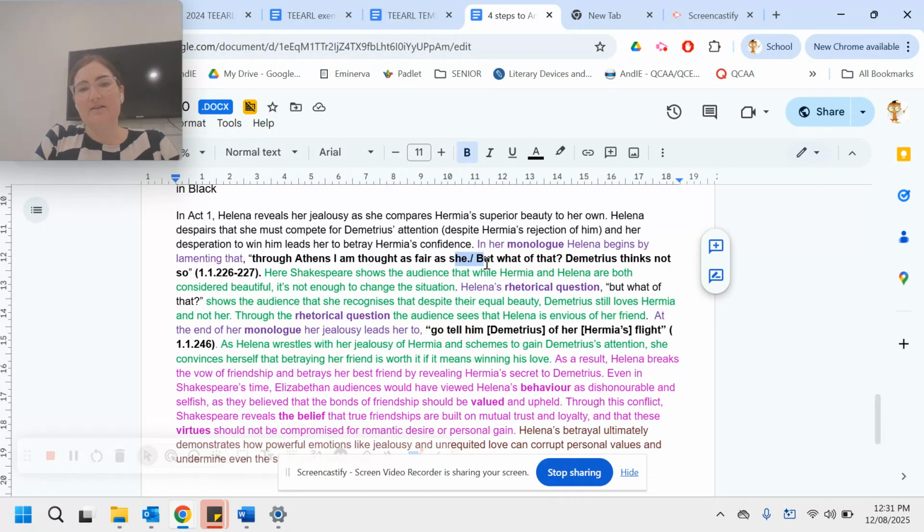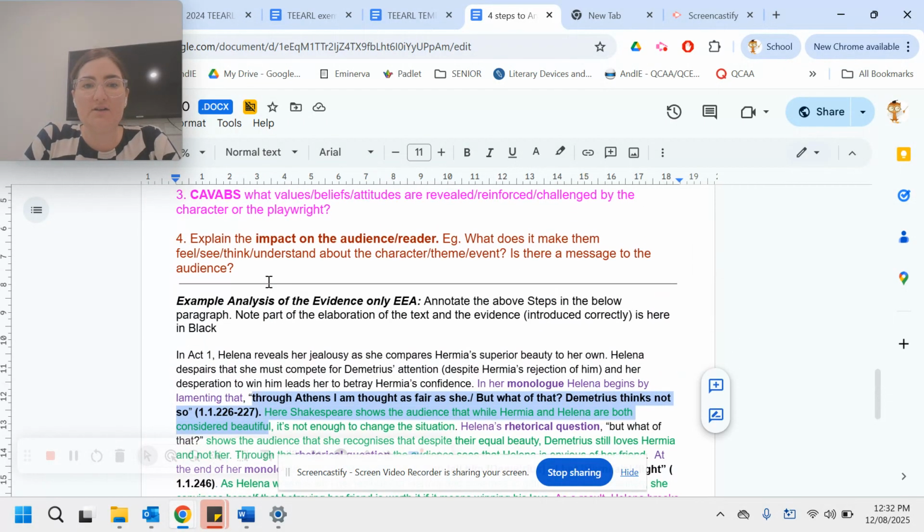Now you can see that there's a forward slash here in my quote. And the reason why I've used that forward slash is just to show that in the actual play, it's on a separate line. So it's the next line down. If you remember to do that, great. If you don't, that's fine as well. But it is useful to do that, to show that in the play it's on the next line. So I've got my elaborate, then I've also got my device, and I've got my quote.